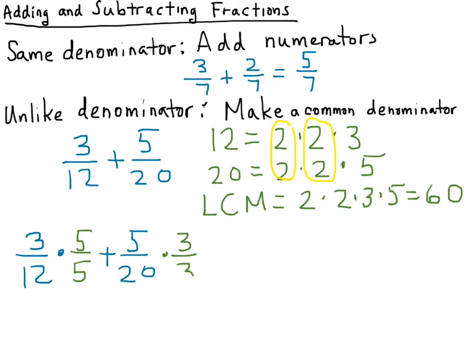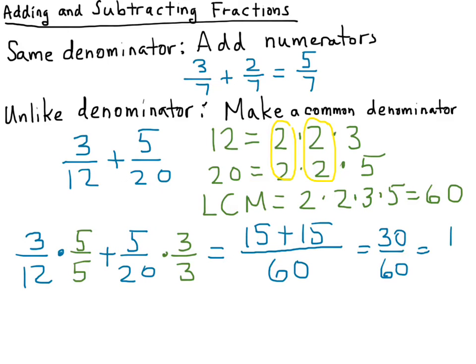So then, to work this one out, to get from 12 to 60, we have to multiply that by 5. So we multiply that fraction by 5 over 5. And then to get from 20 to 60, we multiply by 3. So we multiply the numerator and the denominator by 3 over 3. And coincidentally, we get 15 plus 15 over 60, which then, of course, simplifies into 30 over 60, or 1/2.